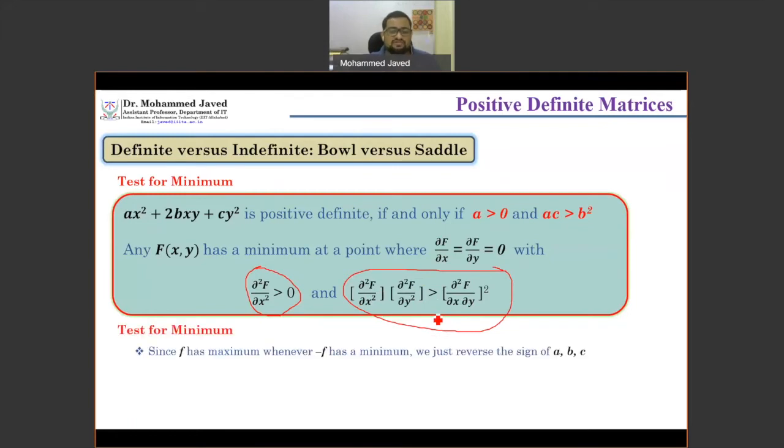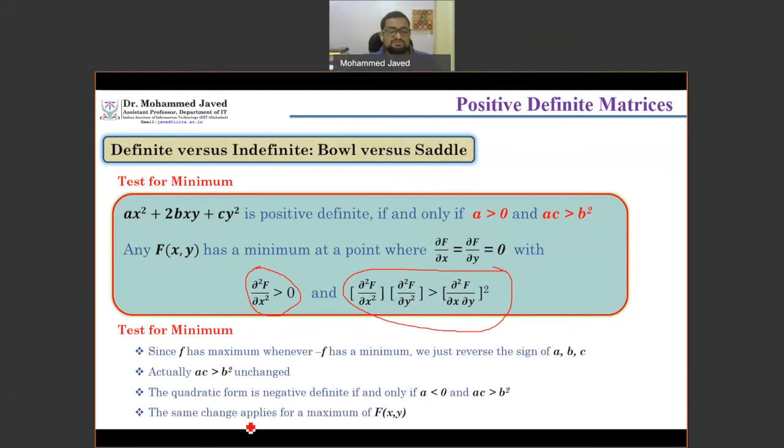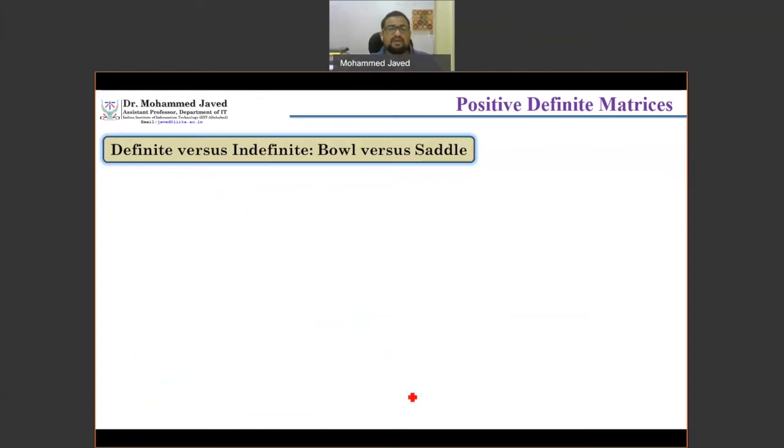And now the test for maximum. Since f has a maximum whenever minus f has a minimum, we just reverse the sign of A, B, C. And AC greater than B square remains unchanged. The quadratic form is negative definite if and only if A is less than 0 and AC is greater than B square. The same change applies to the maximum of f of x comma y.